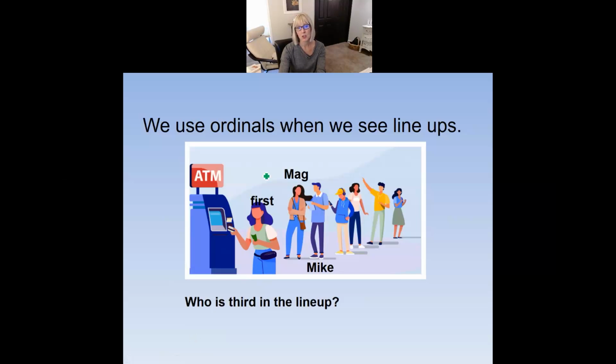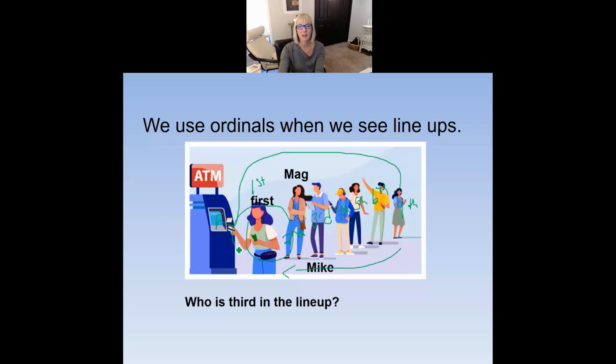But now we're going to talk about order. We have first, second, third, fourth, fifth, sixth, and seventh. And order is important because this lady who is 7th cannot come to the bank machine. She needs to wait in line.